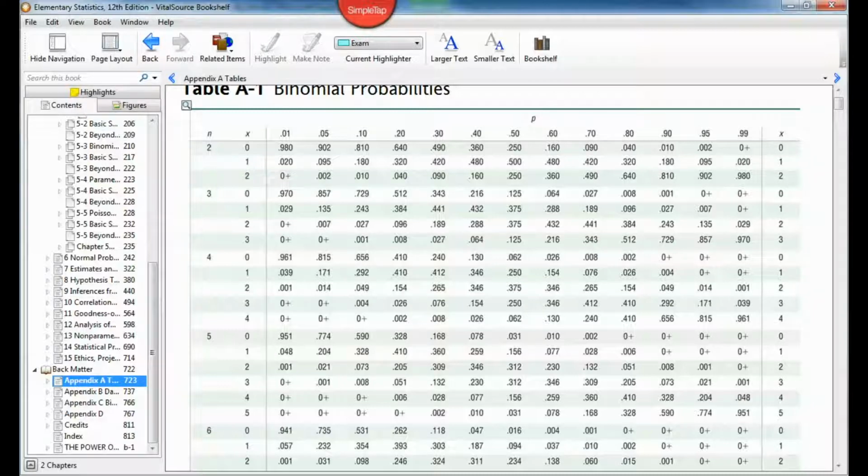Again, you can find this table if you go into your ebook, go to the back matter. It's the very first, Appendix A. If you want to print that out, then feel free to use that on the test.